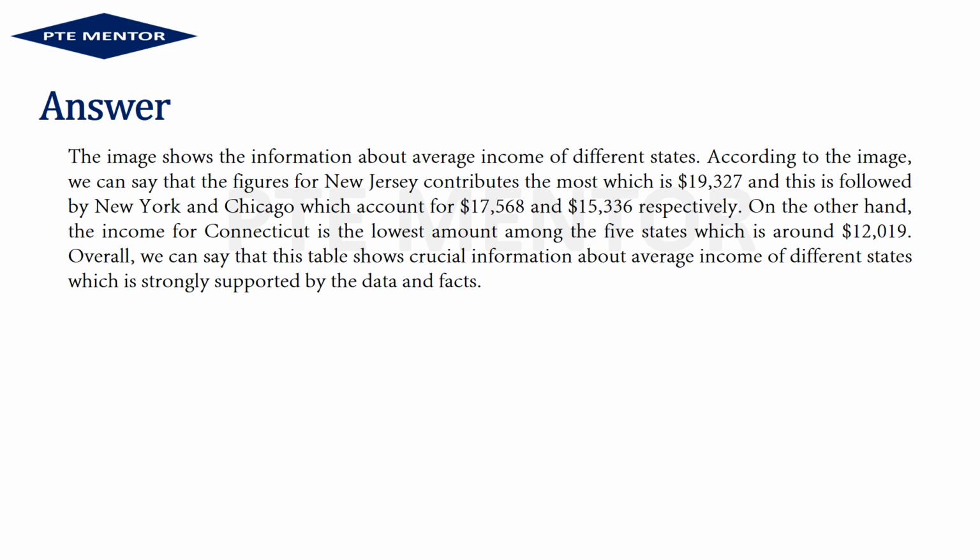$15,336 respectively. On the other hand, the income for Connecticut is the lowest amount among the 5 states, which is around $12,019. Overall, we can say that this table shows crucial information about average income of different states, which is strongly supported by the data and facts.